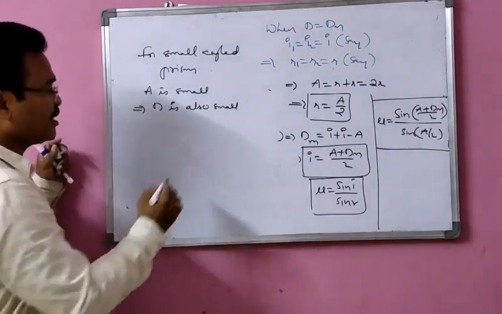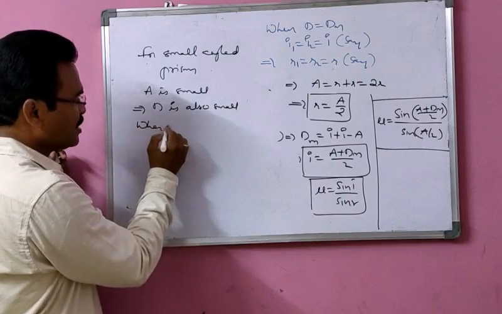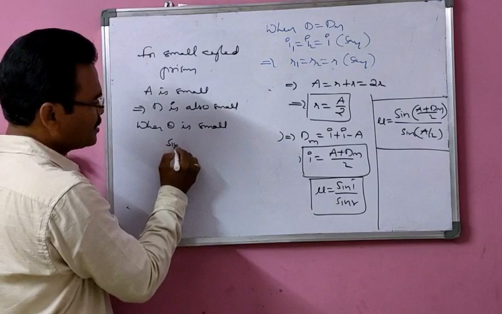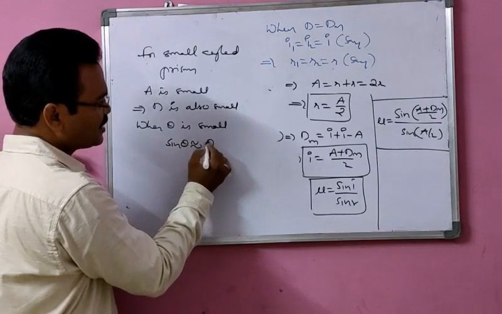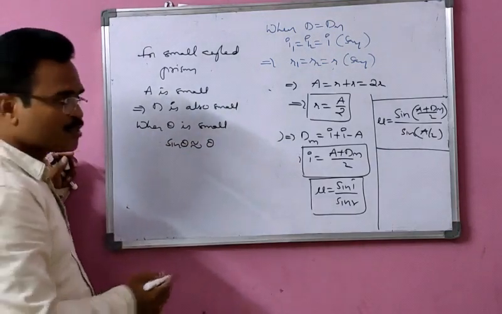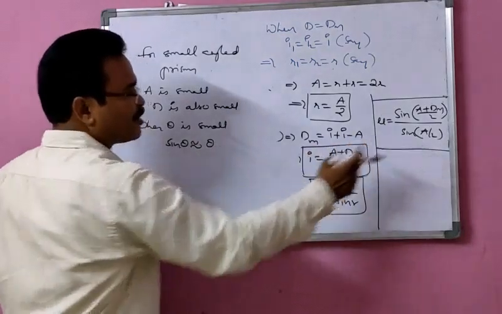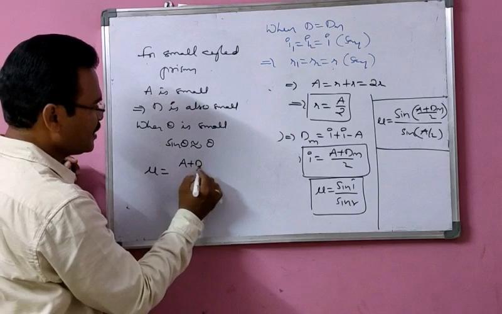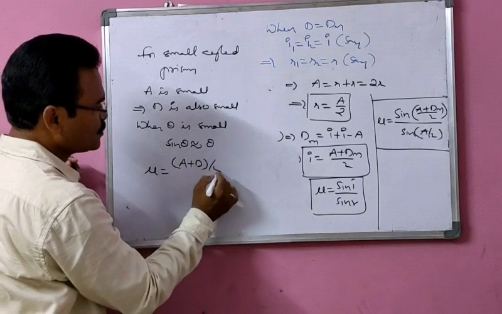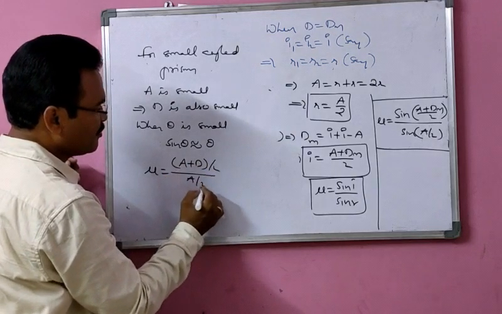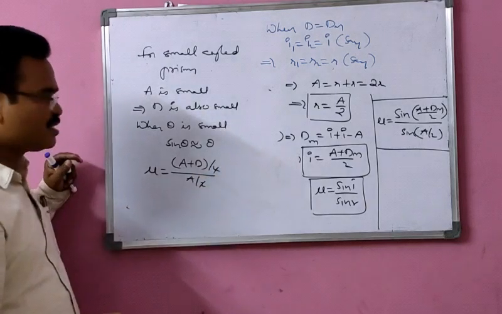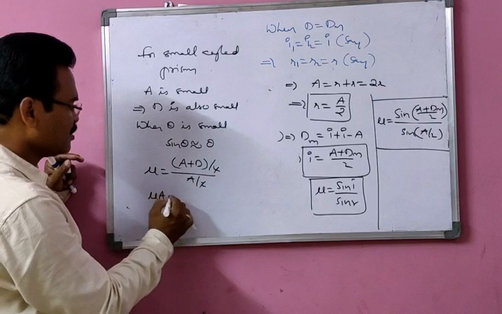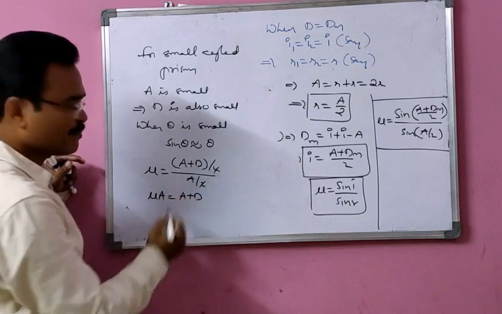Then what we can write here, when theta is small, we know that sine theta is approximately equal to theta. So apply this here. What happens here? Mu equal to (A plus D) by 2 divided by A by 2. The 2 gets cancelled out, so A comes here. Mu A equal to A plus D.